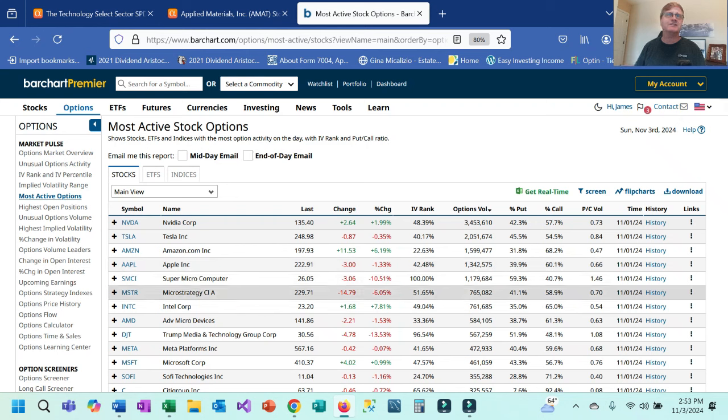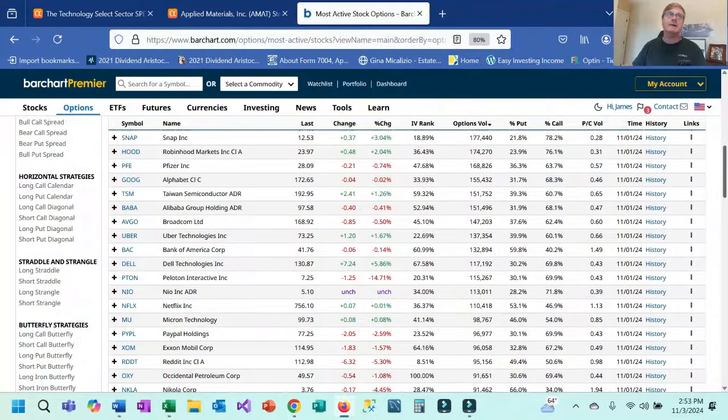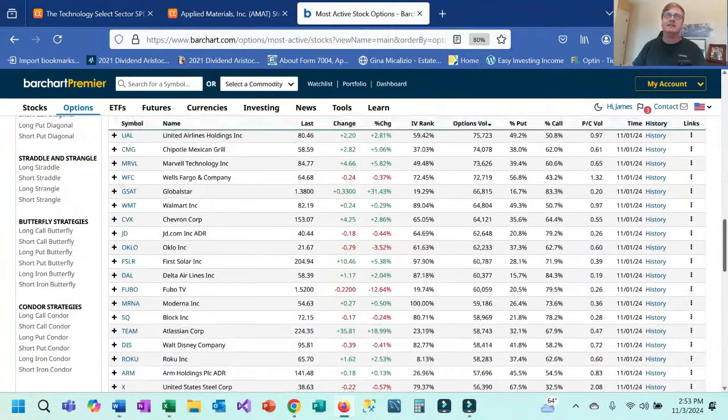MicroStrategy, which doesn't make money, is not one of the stocks I typically trade currently. Advanced Micro Devices, I do trade. I believe I have some puts on it around 140. If you're not a member, you can get the top 25. If you are a member, you can keep going down and down and down.